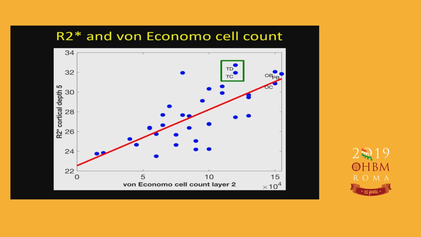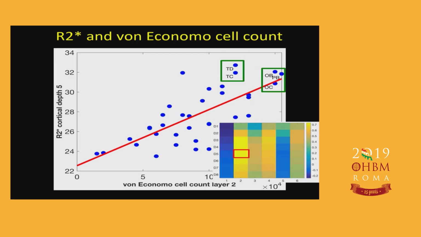You can see here that these are analogous to the auditory cortex, the visual cortex, and the motor cortex, which have high R2 star and high cell count as well. And so if we do this for all the cortical depths in the MRI and all the layers in von Economo, we can create this type of image. The brighter colors here are the higher correlations.